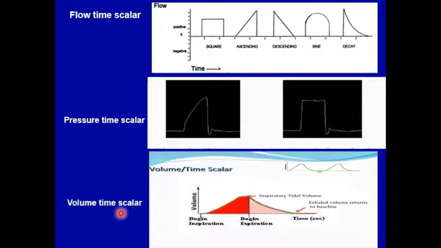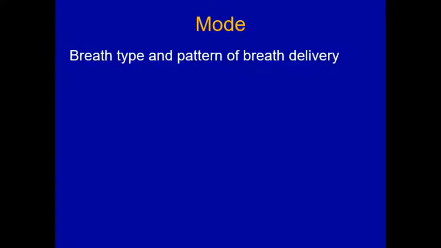And this is the volume time scalar, where volume is along the y-axis and time is along the x-axis. The first half of this scalar indicates the inspiratory tidal volume, and the next half indicates the expiratory tidal volume. So now coming to the modes of mechanical ventilation. The mode of mechanical ventilation depends upon the breath type and also the pattern of breath delivery. So what type of breath is it?